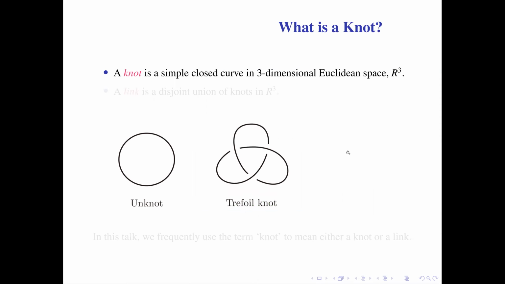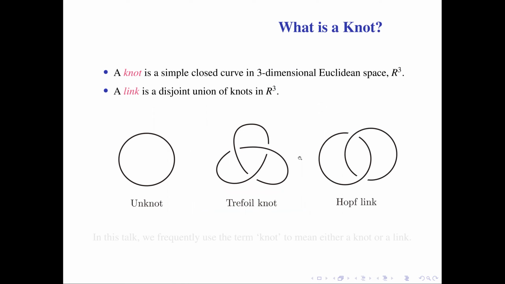Before we get started in earnest, let's define knot and link. A knot is defined by a simple closed curve in three-dimensional Euclidean space R3. Here we have two examples, a trivial knot and a trefoil knot. And a link is a disjoint union of knots in R3, which may be tangled up together like this. In this talk, we use the term knot to mean either a knot or a link.